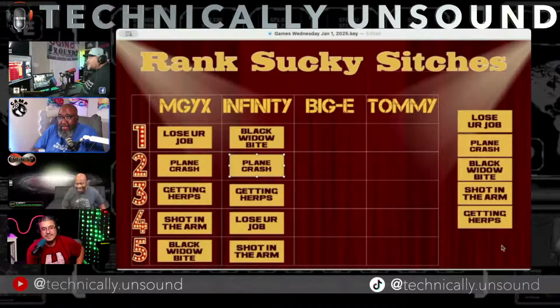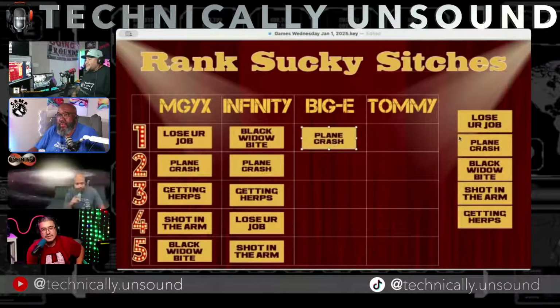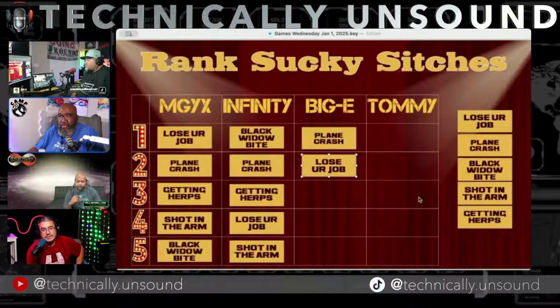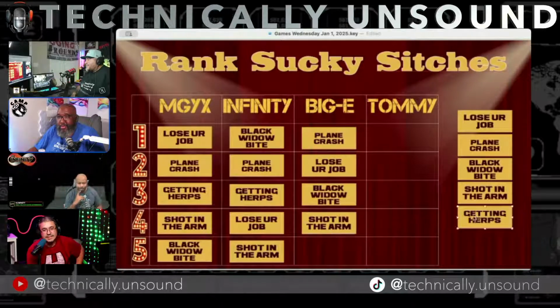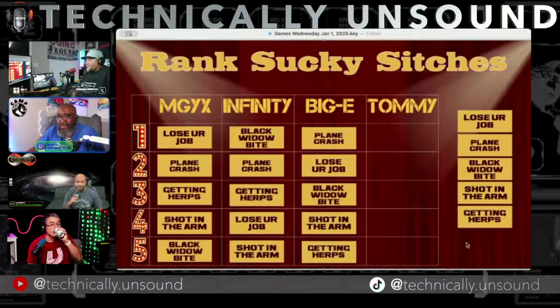I will go plane crash 1 because I don't like that. Lose your job 2. Black Widow bite, I guess. You ever have one? No. Those 2, just put them in order, I guess. I'm on board with the fact that they have medication now, so it's probably okay. It doesn't cure it though.